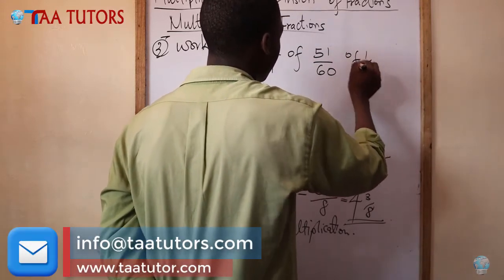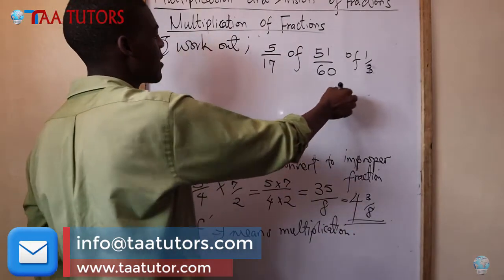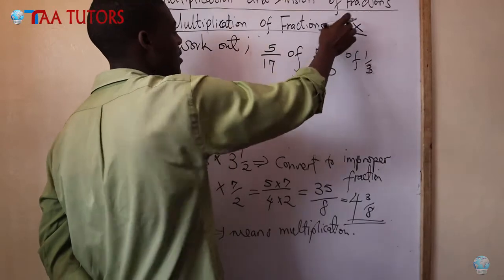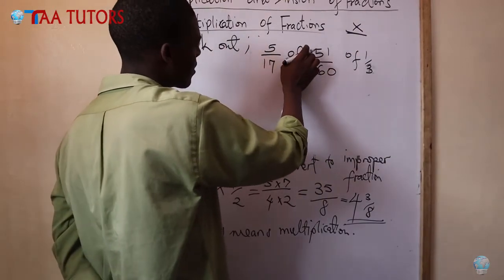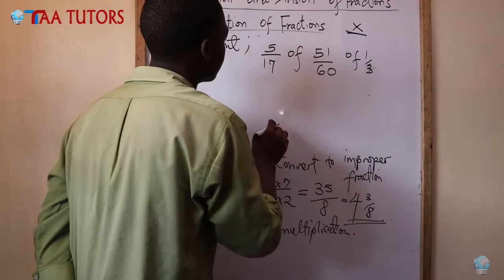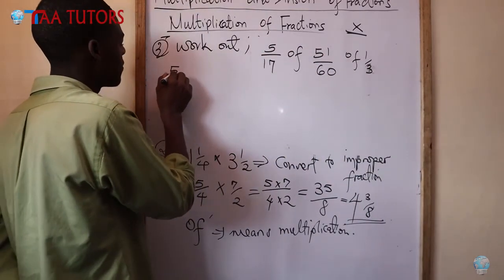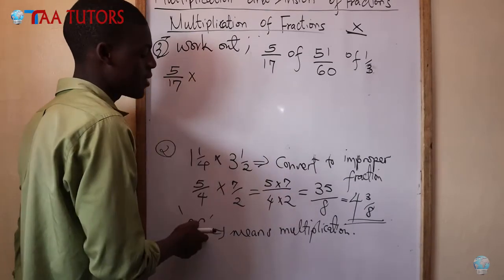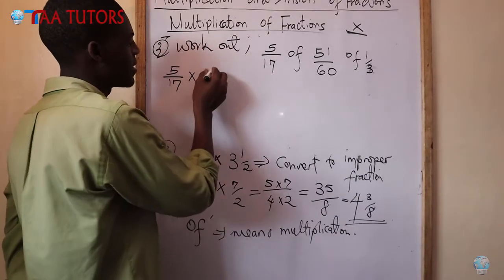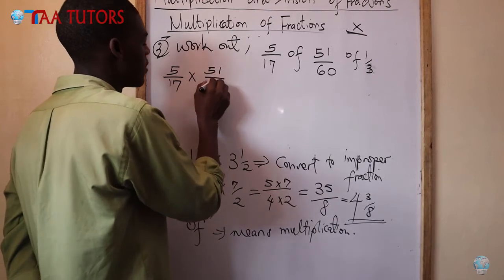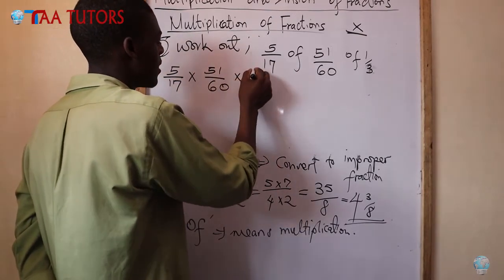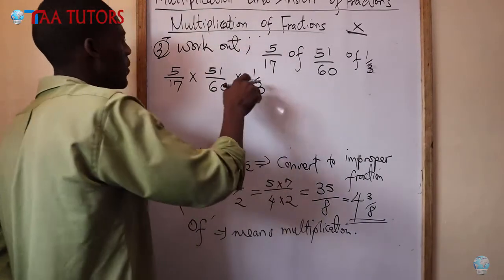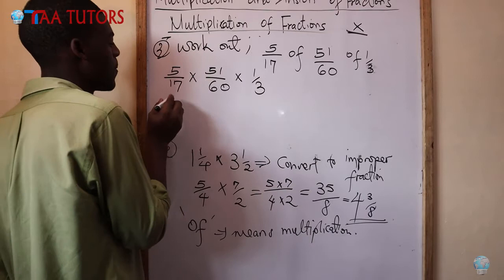So instead of the examiner using the sign of multiplication, we are now replacing it with the word "of". This one can also be written as 5 over 17 times 51 over 60 times a third. The operation here is multiplication, so we will just move on to simplify where possible.